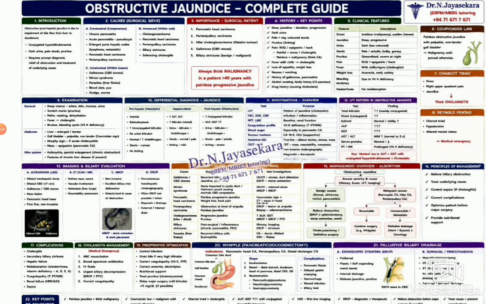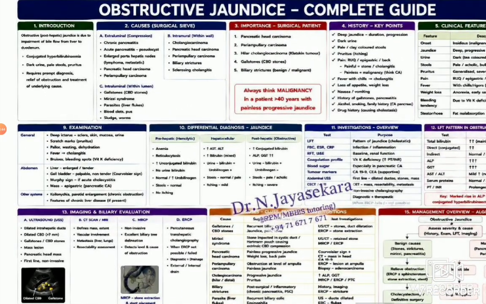The basic concept that you have to understand is that normally the bile is produced in the liver. Then it travels through the biliary tree and finally enters the duodenum. Bile is very important for bilirubin excretion, fat digestion, and absorption of fat-soluble vitamins. In obstructive jaundice, something blocks this pathway, so the bile can't enter the intestine.